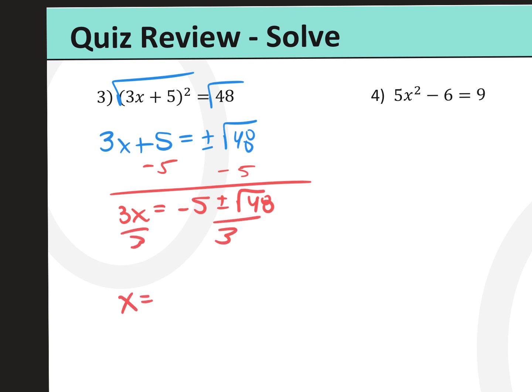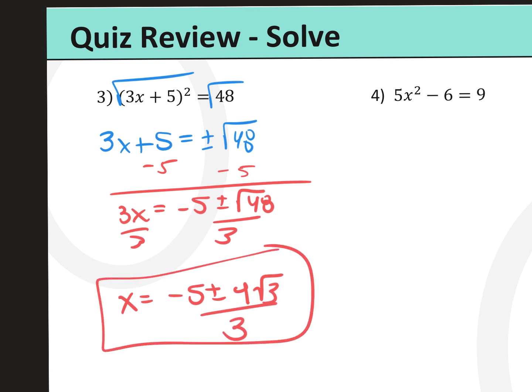So x equals negative 5 plus minus, what am I going to change 48 into? 4 root 3 over 3. See if you can simplify. If you can, great. If you can't, no big deal.